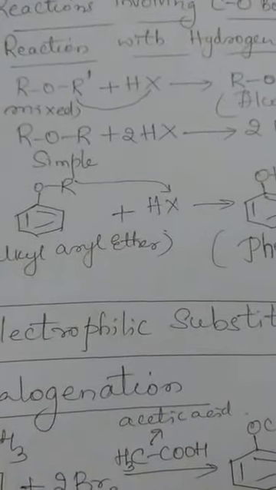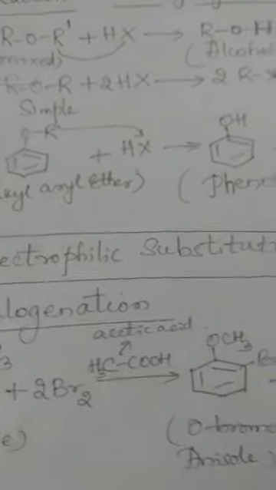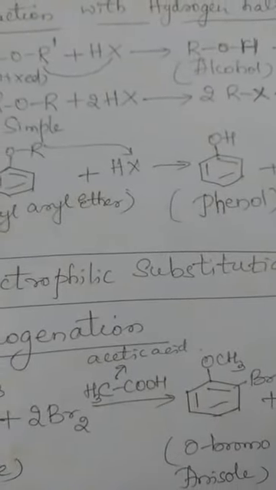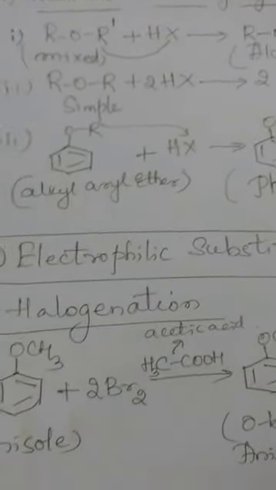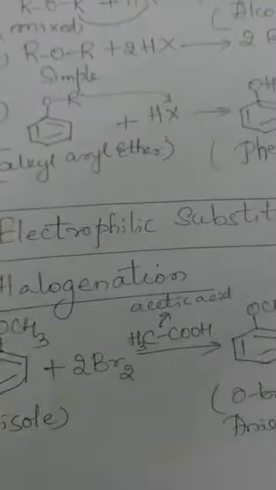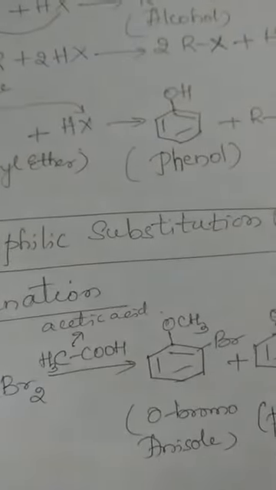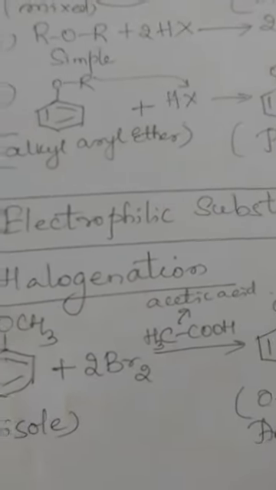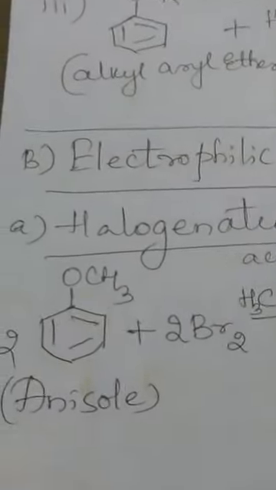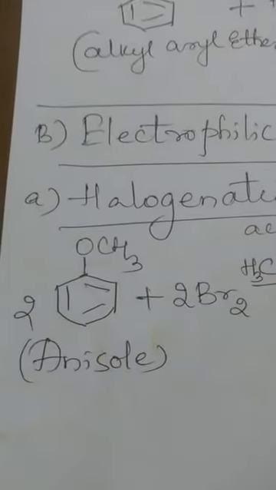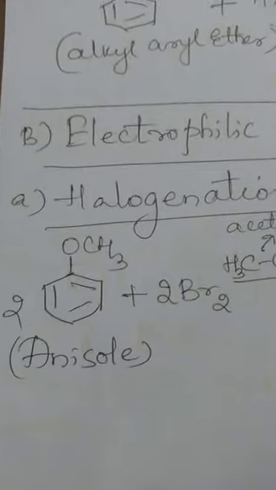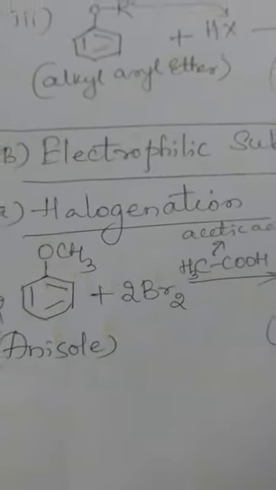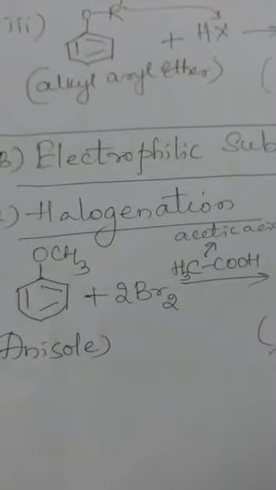The second set of reactions are electrophilic substitution reactions. Now, for electrophilic substitution reactions, as you all know, we need to consider an aromatic ether. The example of the aromatic ether taken here is methoxybenzene or anisole. The popular common name of methoxybenzene, C6H5OCH3, is anisole. And the first electrophilic substitution reaction is the halogenation reaction.